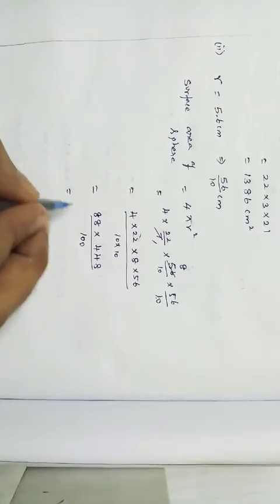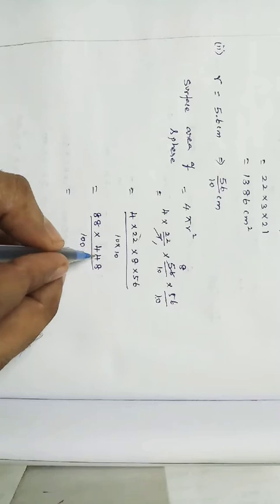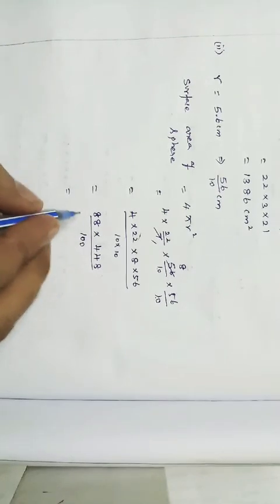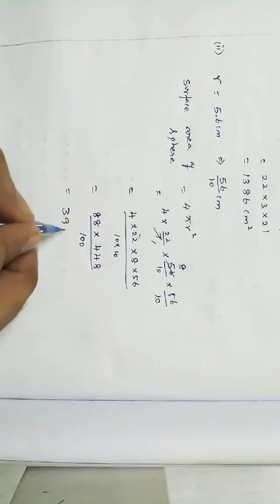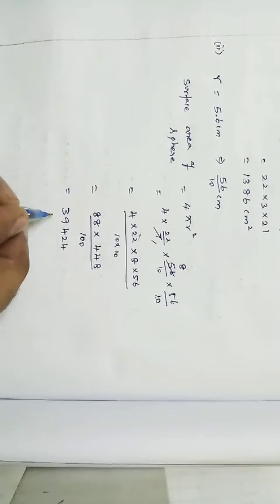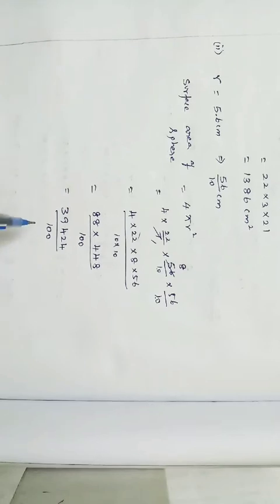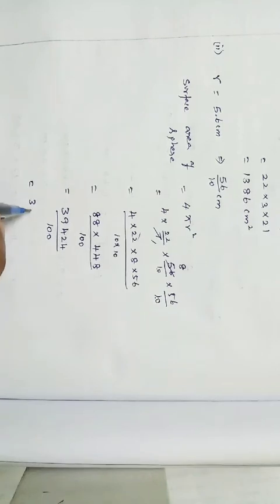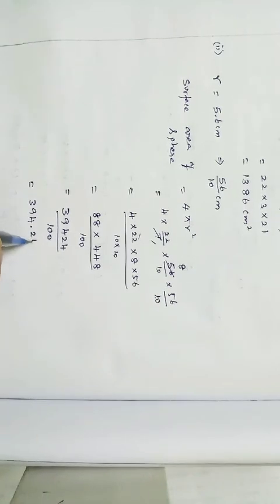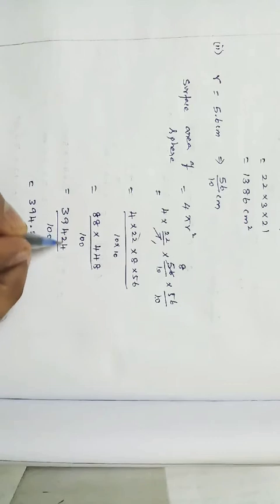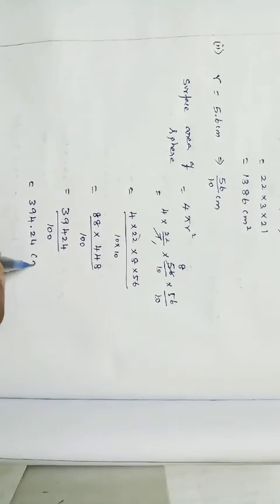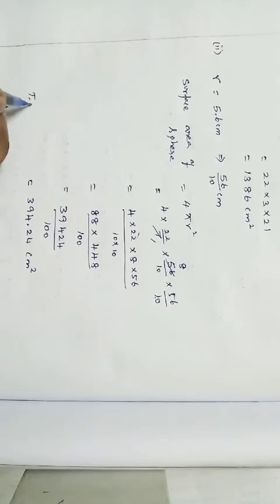Simplify. Multiply 448 into 88. How much? 448 into 88 is equal to 39,424 divided by 100. Right. Now directly you can divide, so just put a point. 394.24, right? Dividing by 100, so 2 digits before, just put a point. 394.24 centimeter square. Therefore, TSA of sphere, right?